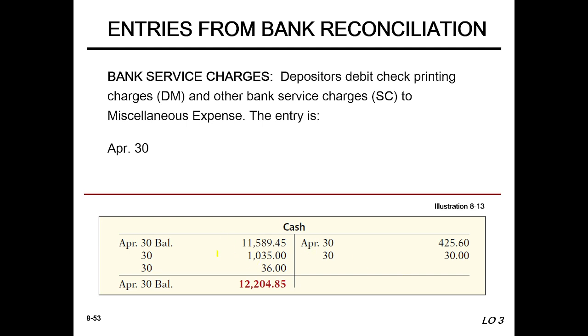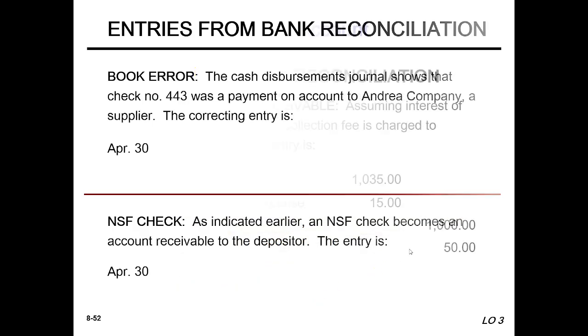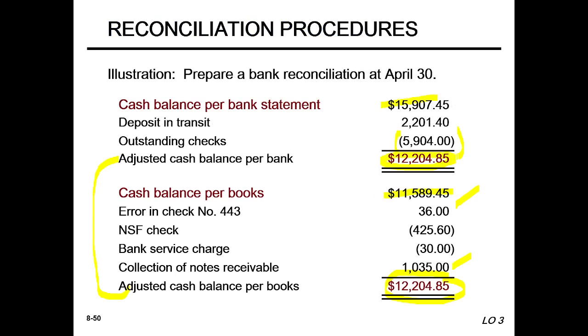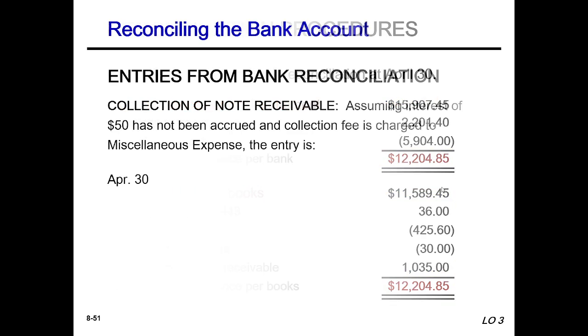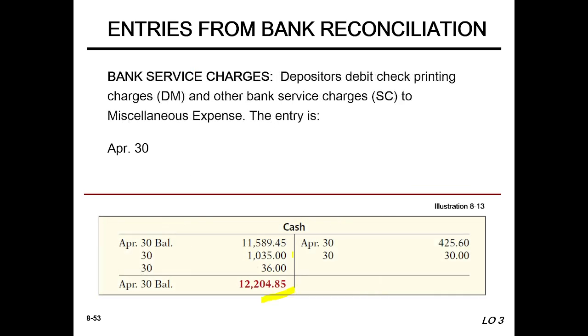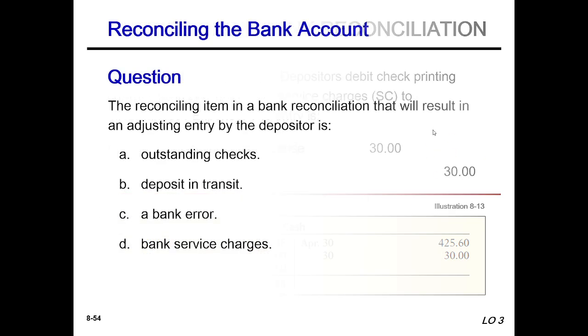And finally, the cash book. We can maintain a cash book: 12,204.85. This is the cash balance. Please look here, 12,204.85, this figure. So this is the cash figure. Finally, 12,204.85. Okay, miscellaneous expense, cash.